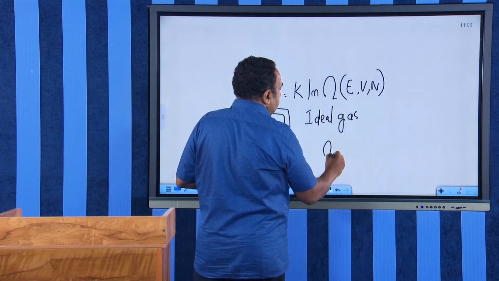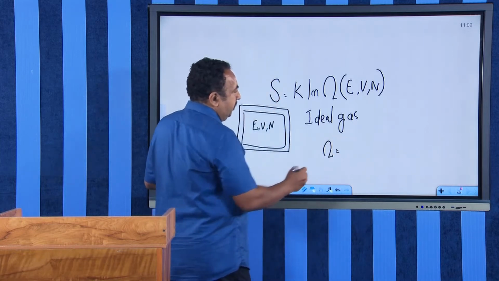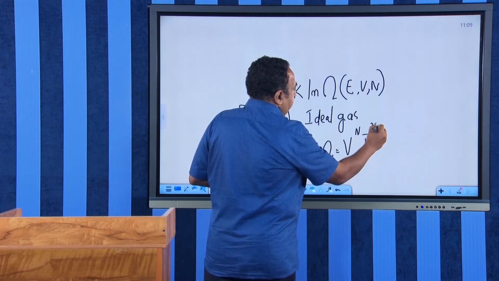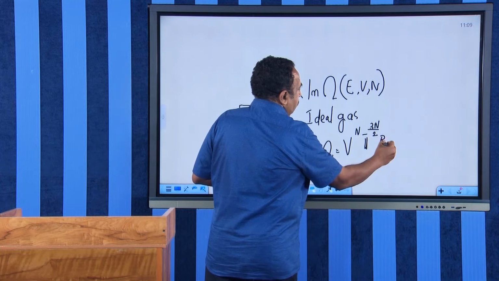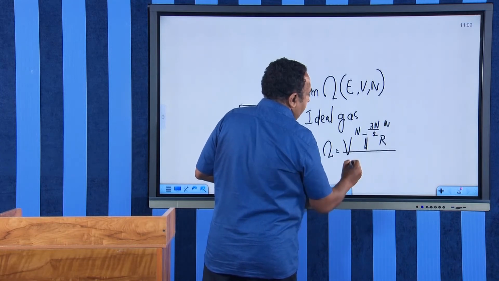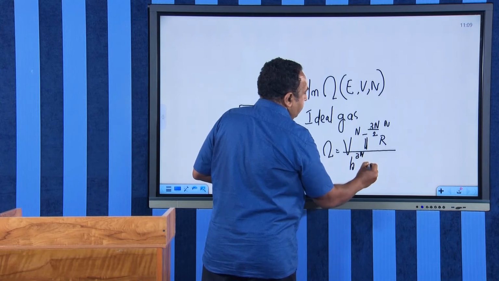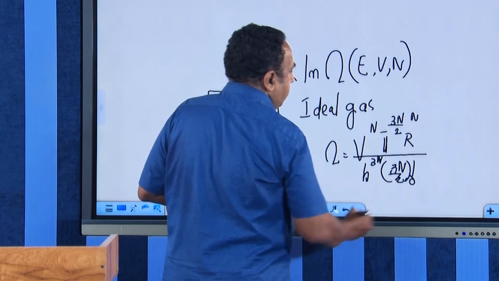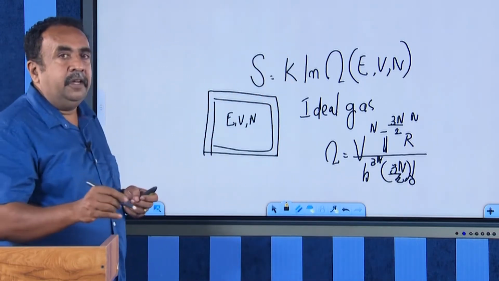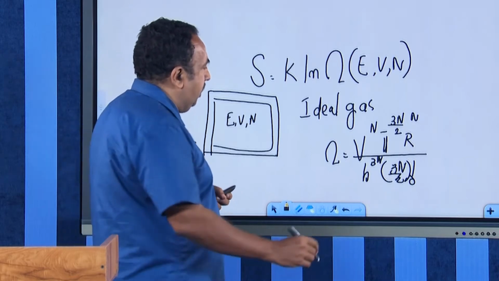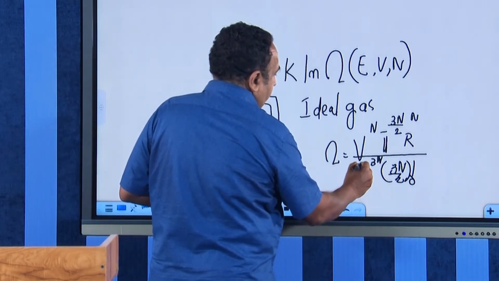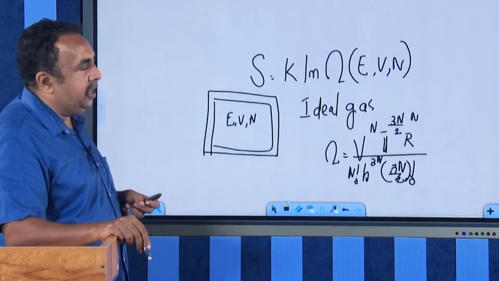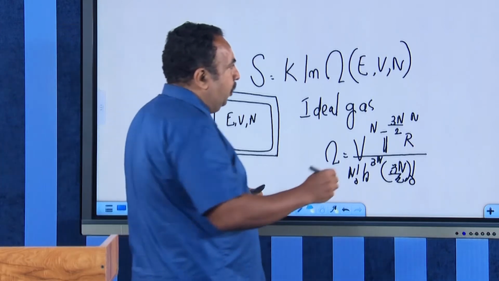we have omega, the number of microstates, equal to V raised to N, pi raised to 3N by 2, R raised to N, whole divided by h raised to 3N into (3N by 2) factorial. And if we encounter the Gibbs paradox, we will have to divide this once again by N factorial. By using this omega, we will be able to find the equation of state of an ideal gas. That is, we will be able to find the pressure.